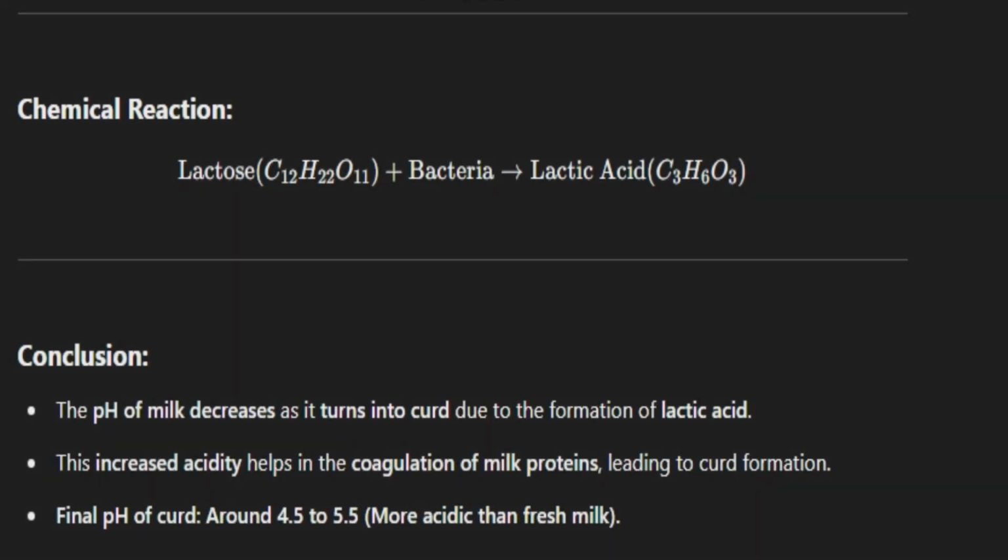Conclusion. The pH of milk decreases as it turns into curd due to the formation of lactic acid. This increased acidity helps in the coagulation of milk proteins, leading to curd formation. Final pH of curd: around 4.5 to 5.5, more acidic than fresh milk.